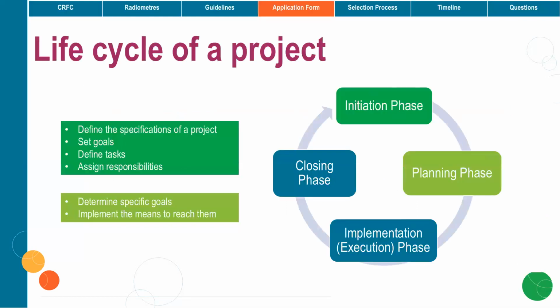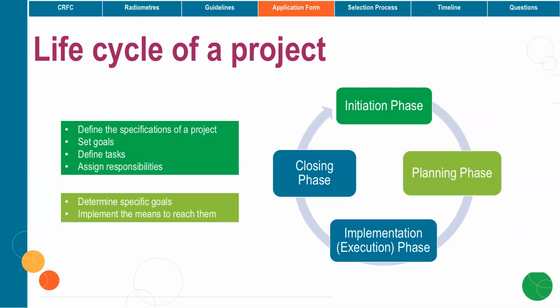We will now continue with the life cycle of a project. So a project starts with the initiation phase, then goes on to the planning phase, there's implementation, and finally the closing phase. During the initiation phase, it's the moment where you set the goals for your project, you define the tasks, and you assign responsibilities. During the planning phase, you determine more specific goals and you think about the means you will have in order to achieve the goals that were set.